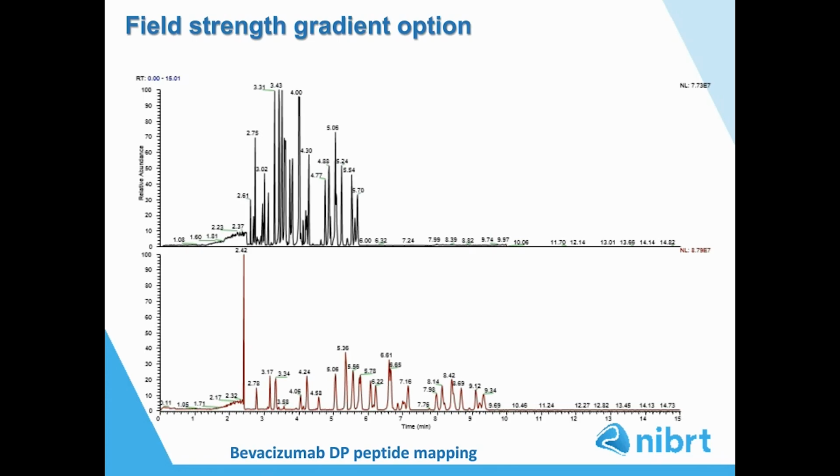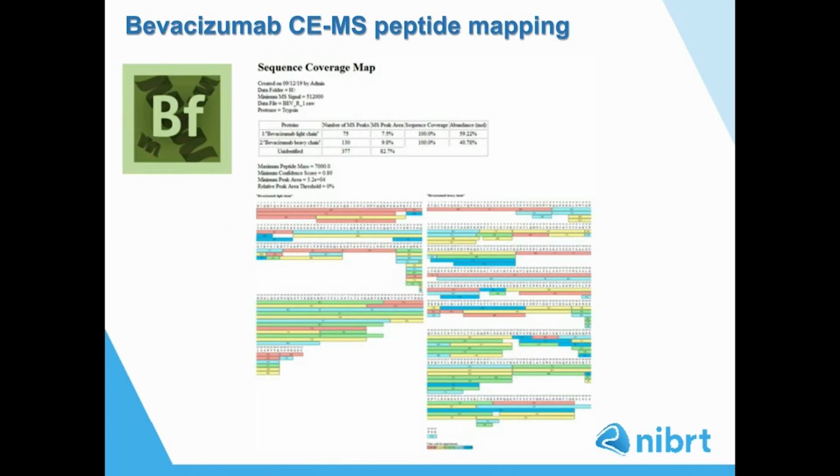To check data and sample quality, we searched the CE-MS data on the BioPharma Finder software, and it was easily possible to get 100% sequence coverage.